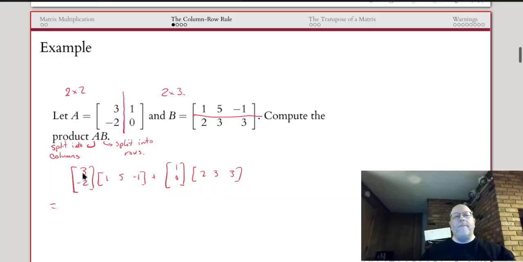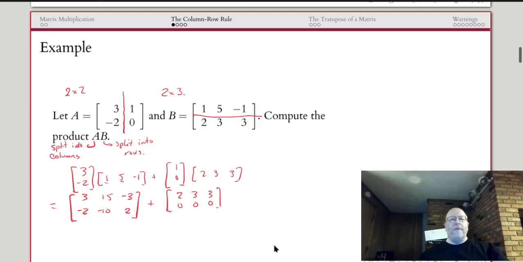Then we're going to go ahead and combine this column with this row and this column with this row. So 3, -2 times 1 is 3, -2. 3, -2 times 5 is 15, -10. 3, -2 times -1 is -3, +2. And then 1, 0 times 2, 3, 3 is just going to be 2, 0 and 3, 0 and 3, 0. Reading downwards.